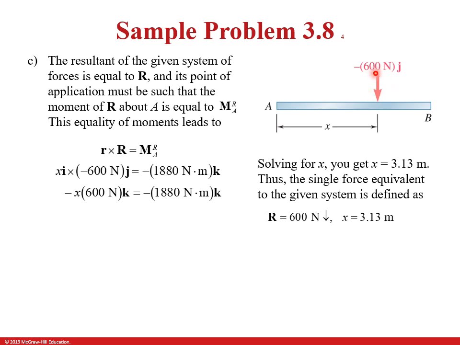In other words, you apply this force, minus 600 Newtons in the j direction, at 3.13 meters away from A, and you will have a single force that's equivalent to the original system, and it's defined as this: 600 Newtons downward at x equals 3.13 meters from your original A coordinate. So yeah, the one thing I should probably add to these slides is they weren't very clear about the coordinate system. The whole time they're using x equals 0 at A, just starting from the first part of the problem.